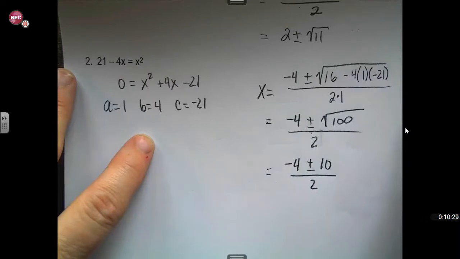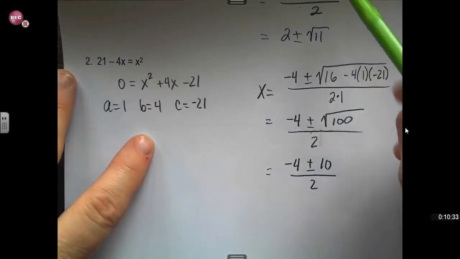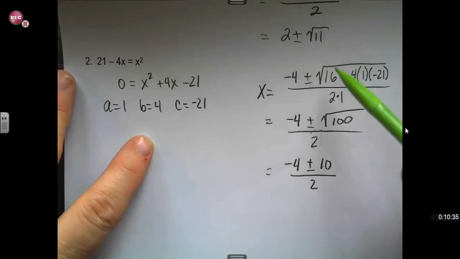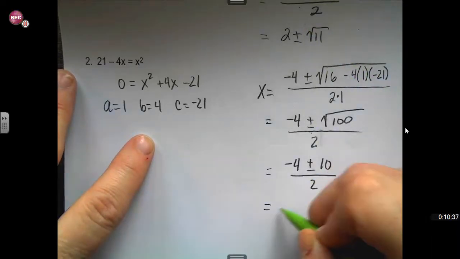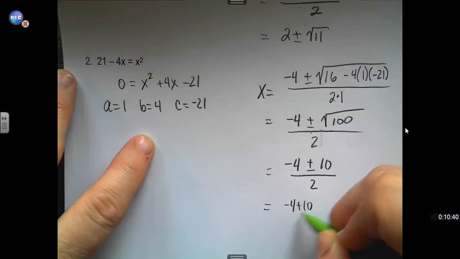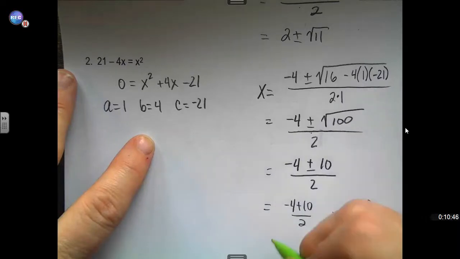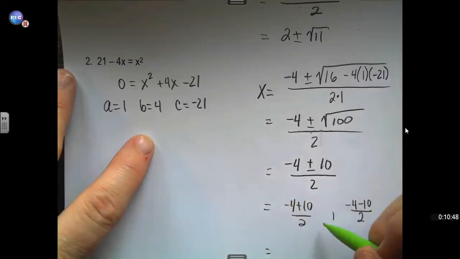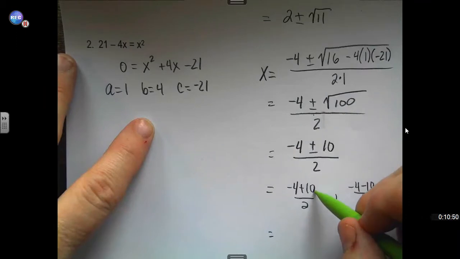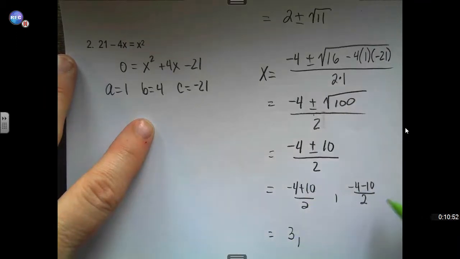And since I got a perfect square, I can't just simplify the radical and let it be like we did on the previous equation. I have to figure those out. I'm going to take negative 4 plus 10 and divide it by 2, and I'm going to take negative 4 minus 10 and divide it by 2. So negative 4 plus 10 would be 6, divided by 2 would be 3. Negative 4 minus 10 would be negative 14, divided by 2 would be negative 7.